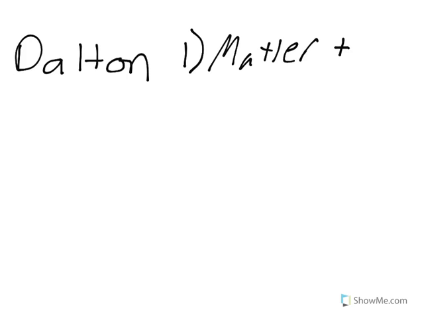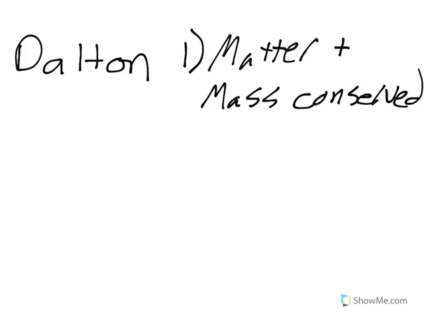So I'll just write matter and mass conserved. Each compound is composed of a given ratio of the elements that never changes. So each unique compound has its own unique ratio of elements which compose it, and it is always the same.